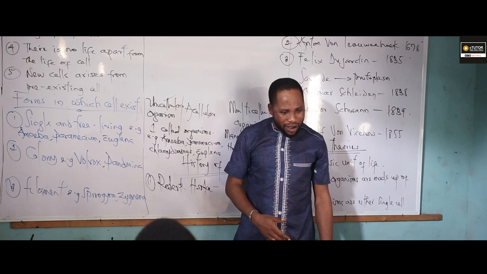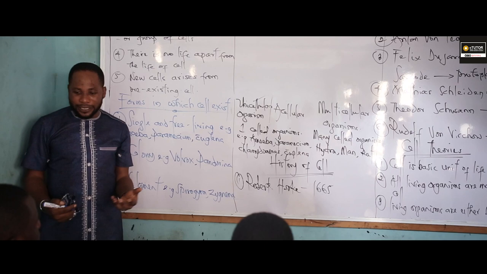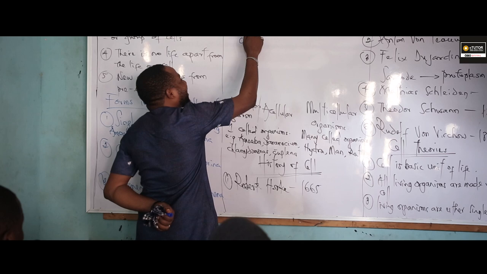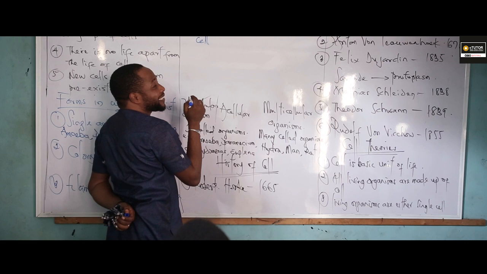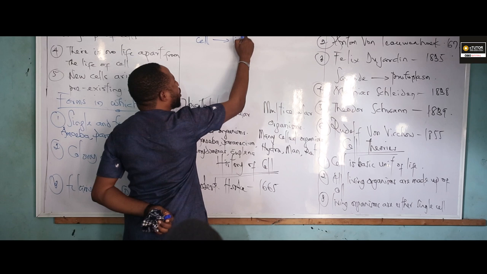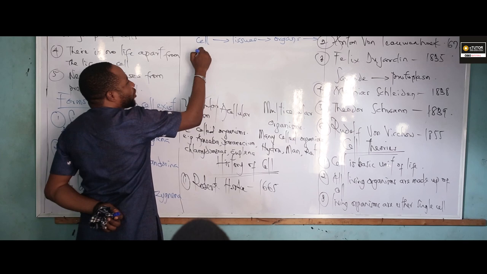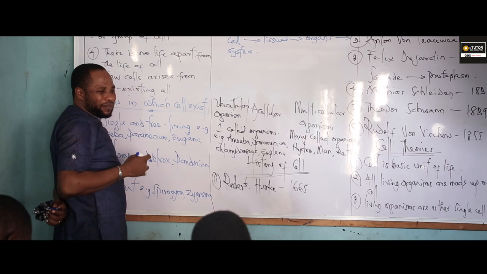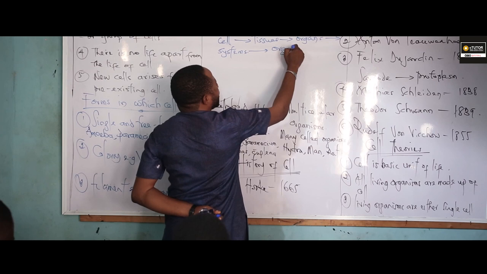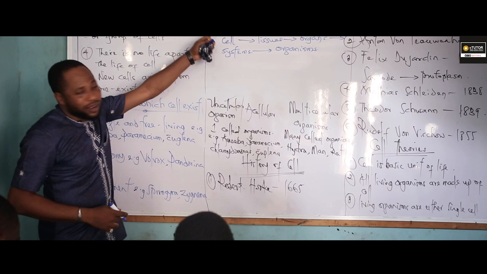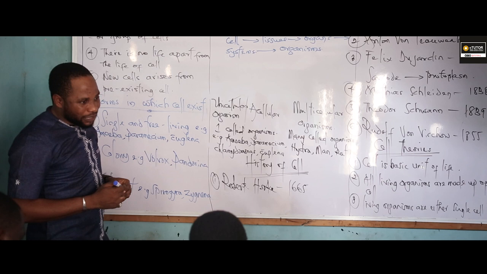Then the last one is that a cell can exist as part of a living organism. Meaning, every living organism has the cell as its unit of life. And if cells of similar function and structure combine together, they form tissues. When similar tissues combine together, they form an organ. When similar organs combine together, they form a system. And in higher, advanced organisms, systems form an organism. This is an organization of life. That means a cell can be part of a living organism.